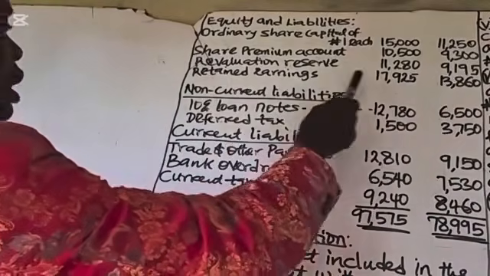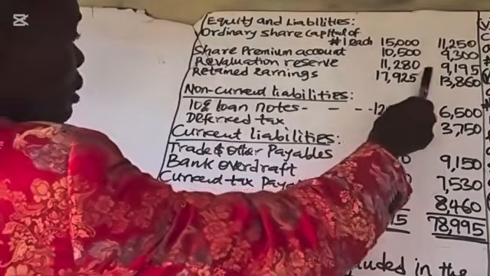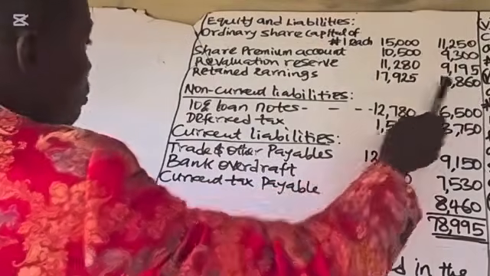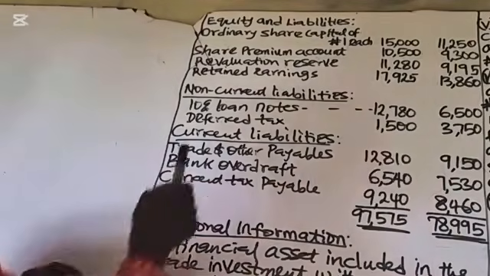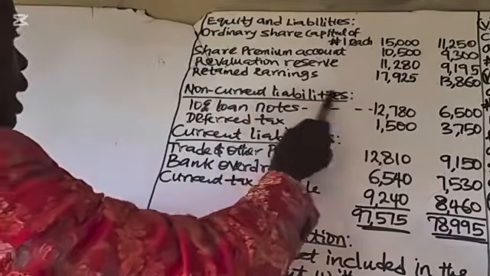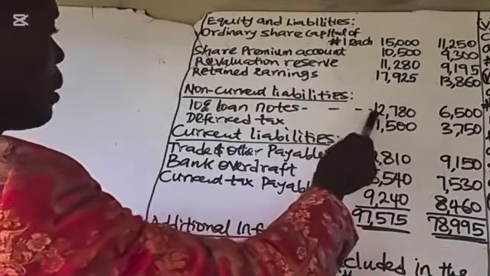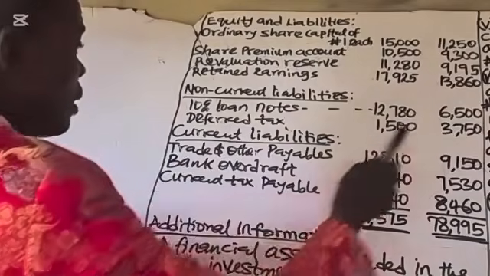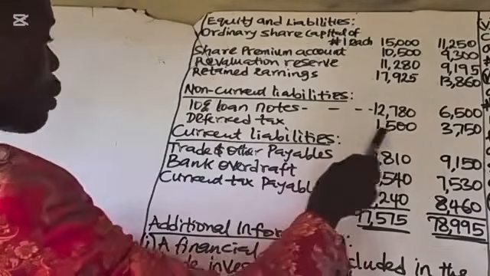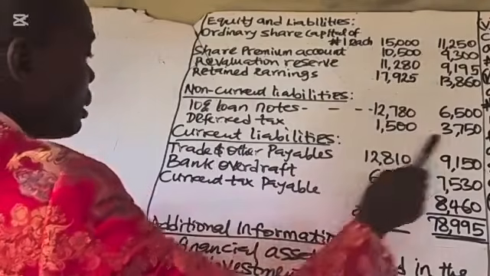Retained earnings 17 billion 925 million and 13 billion 860 million naira. We have non-current liabilities: 10% loan notes 12 billion 780 million and 6.5 billion. Deferred tax 1.5 billion and 3 billion 750 million.